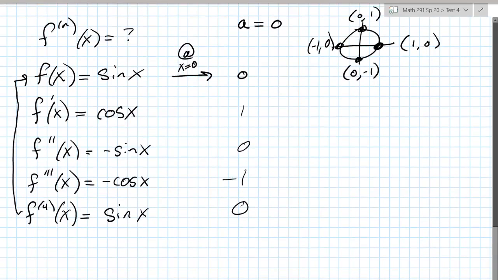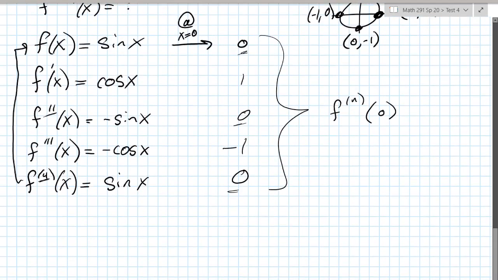So we want to write this in general. How would we write the nth derivative of f at 0? So to me, this kind of looks like an alternating kind of thing where the coefficients on the even derivatives, as I call them, are going to end up to be 0.